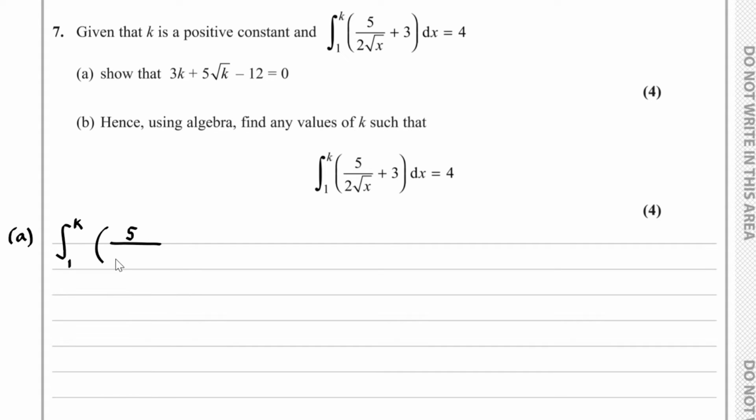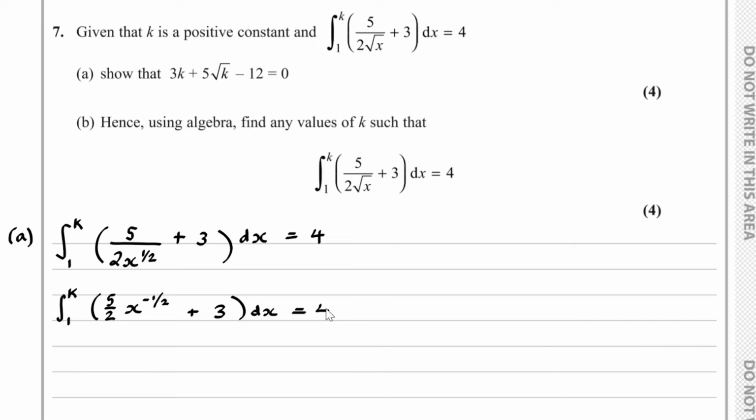5 over 2x to the power of 1/2 plus 3. And we know that this is equal to 4. And what this is equivalent to is the integral between 1 and k of 5 over 2 x to the minus 1/2 plus 3. And of course this is equal to 4.